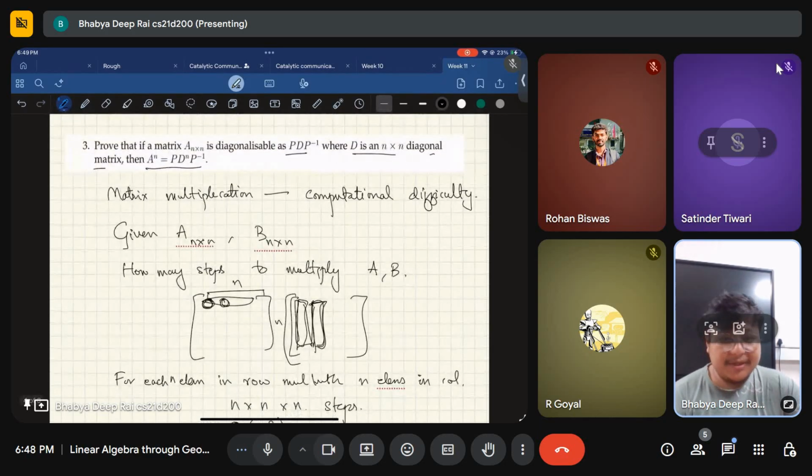Now, here is an application of diagonalization, which is what Rohan was talking about. If your matrix is diagonalizable, then powering becomes easy. Because if a matrix A is diagonalizable as P D P inverse, where D is a diagonal matrix, then A to the n can be written as P D to the n P inverse. Now, you might say, oh, but we are still squaring a matrix. Why is this simpler? Why is computing P D to the n P inverse simpler?